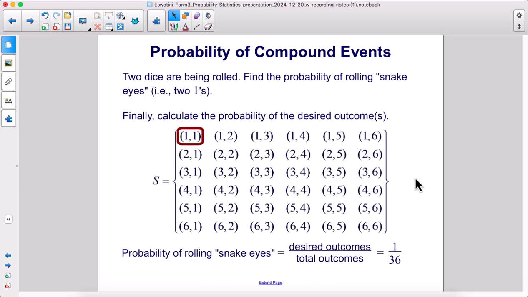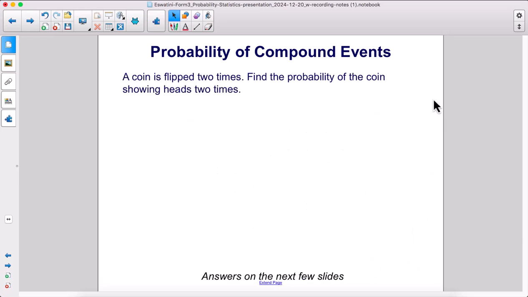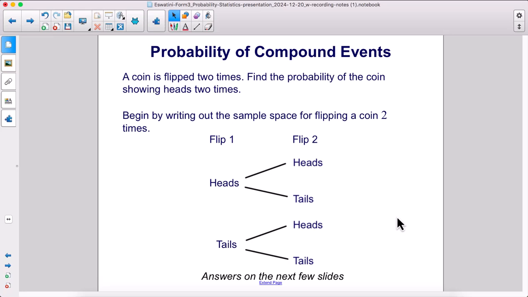Therefore, the probability of rolling snake eyes equals the desired number of outcomes divided by the total number of outcomes, 1 over 36. A coin is flipped 2 times. Find the probability of the coin showing heads 2 times, so both of the times. Begin by writing out the sample space for flipping a coin 2 times.